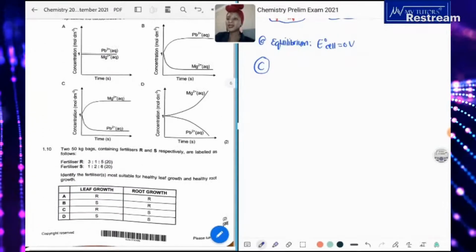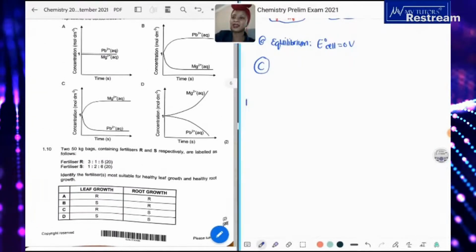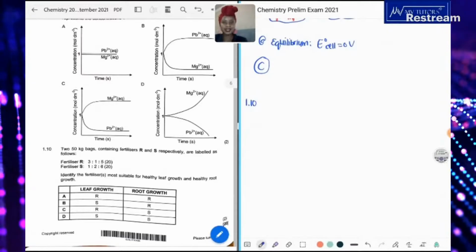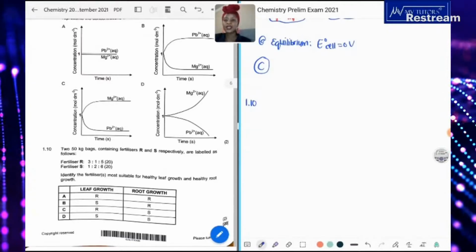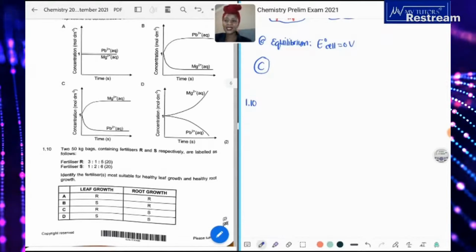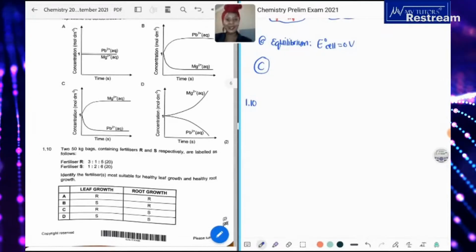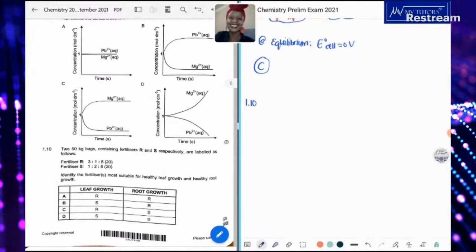And then 1.10. Here's the thing. You guys are not doing fertilizers, so the department made provision for a separate question for 1.10. So let me get it quickly. Short break.